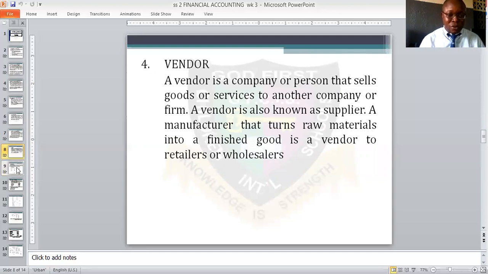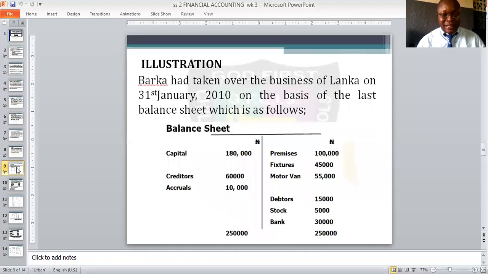Then again, let us look at the accounting procedure. One of the examples I'm going to illustrate is on the screen here. We have the balance sheet of Barika. Barika are taking over the business of Lanka on 31st January 2010. Based on their last agreement, we have the balance sheet here. We have the fixed assets: premises of 100,000, fixtures of 45,000 and motor van of 55,000. That's for the fixed assets.